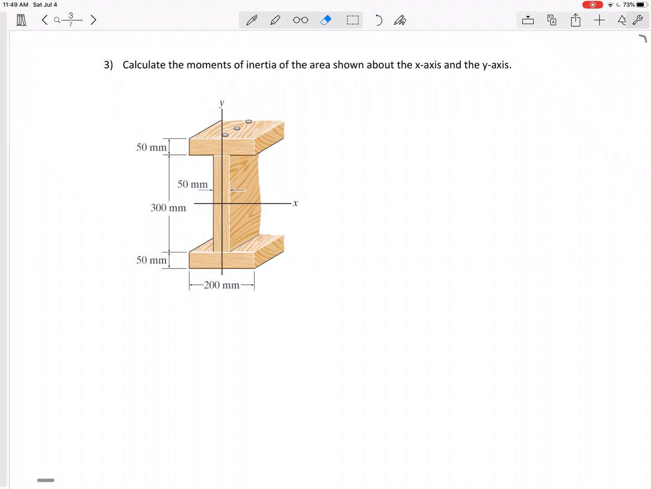Okay, so moment of inertia. We're talking about area moment of inertia, right? Moment of inertia of the area shown. And read this carefully. Sometimes I might ask for x and y, sometimes maybe just x if I'm trying to shorten the problem. So this time I'm wanting the Ix and the Iy.